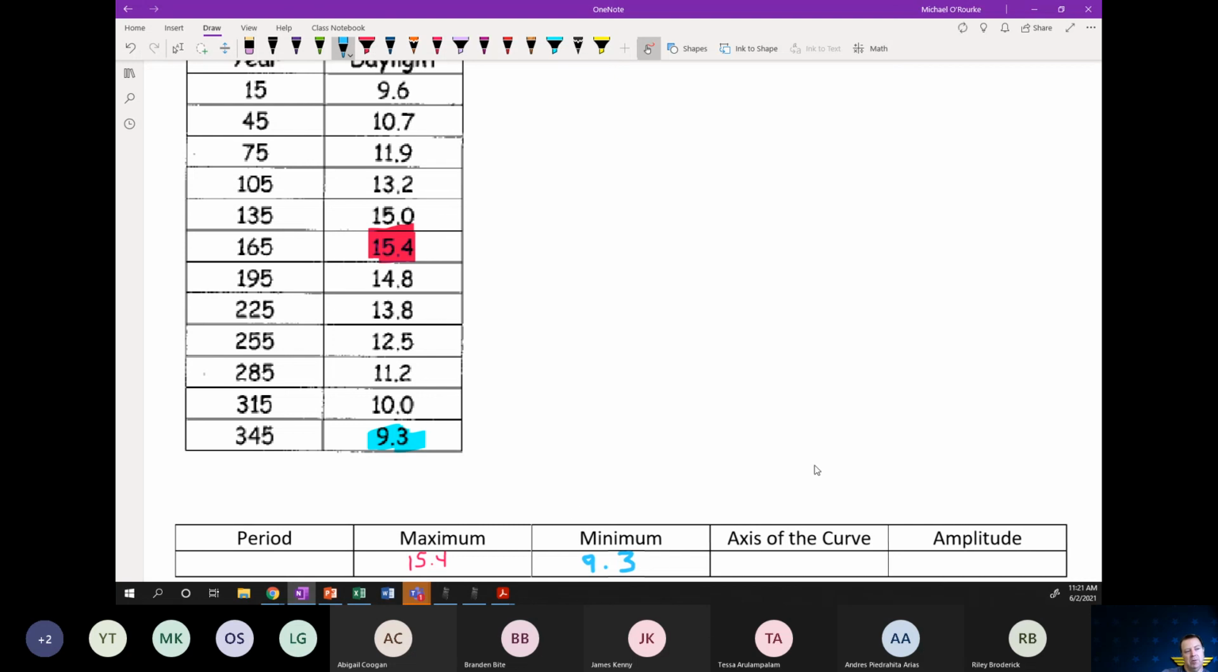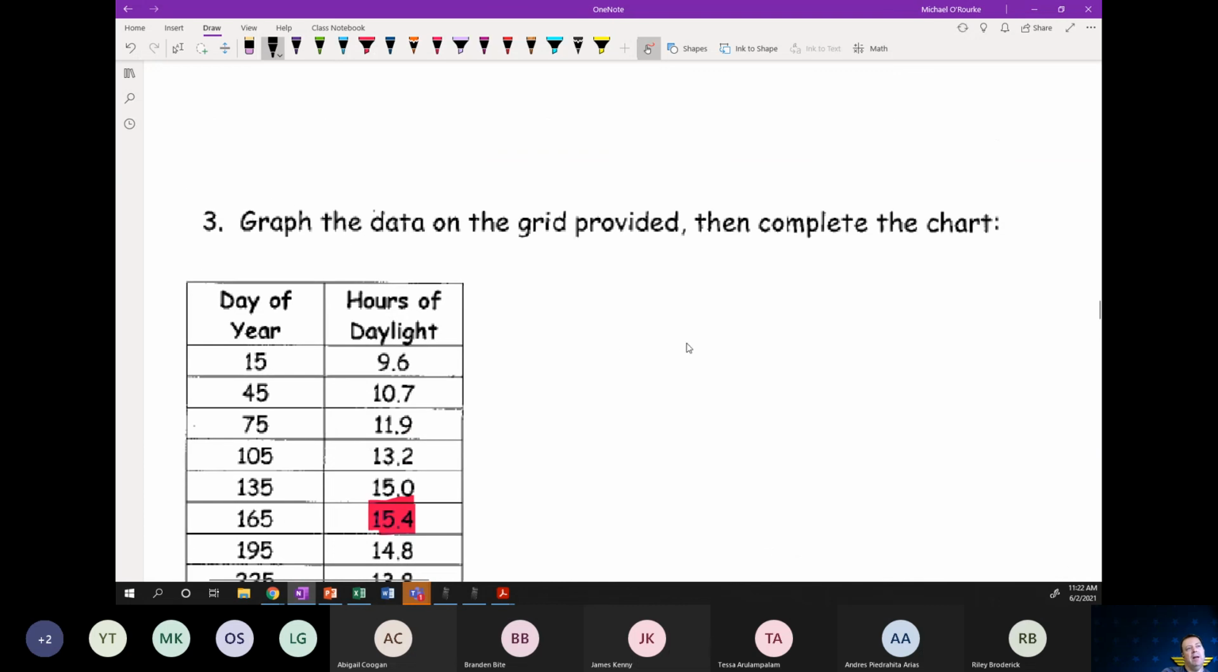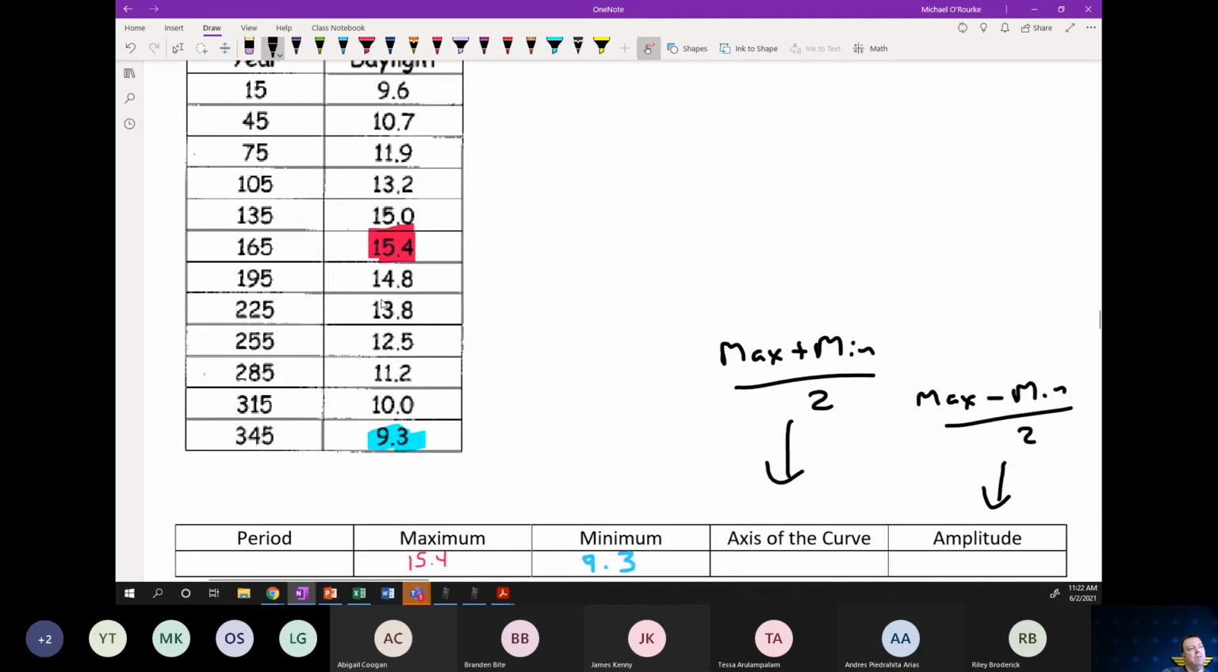Now, since we know these two numbers, we can figure this out, because axis is max plus min divided by 2. Amplitude is max minus min divided by 2. So we can figure these out using that formula. And period, if I'm looking at hours per day, I can make a general guess that my period is going to be what number? How many days in a year? Yeah, 365.